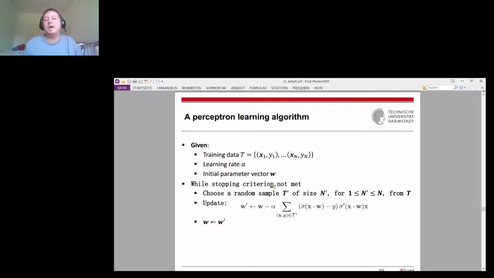Or it could be we did not improve, so maybe we have some notion of improvement, and we know that with our previous weight vector we had about the same performance as with our current, and then maybe we decide to stop, right? So this is a perceptron learning algorithm that you will also implement in the exercises.